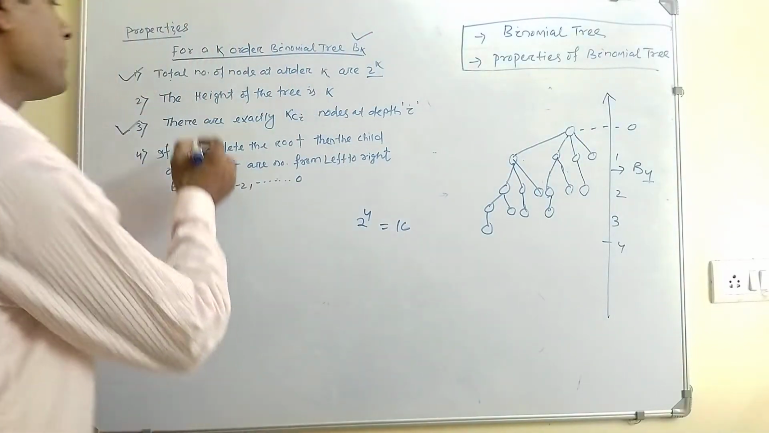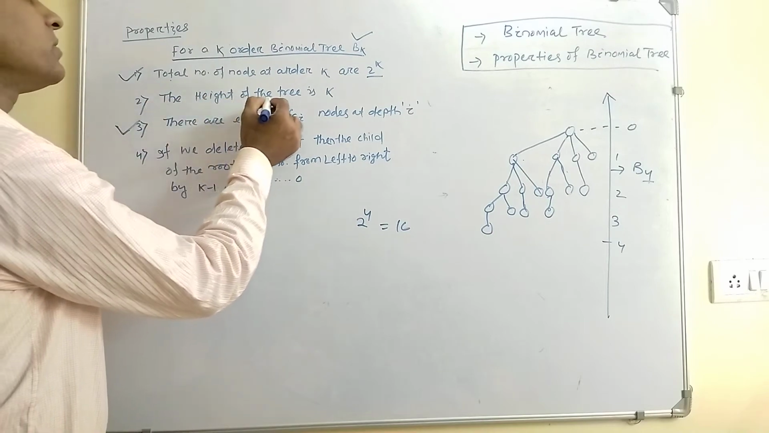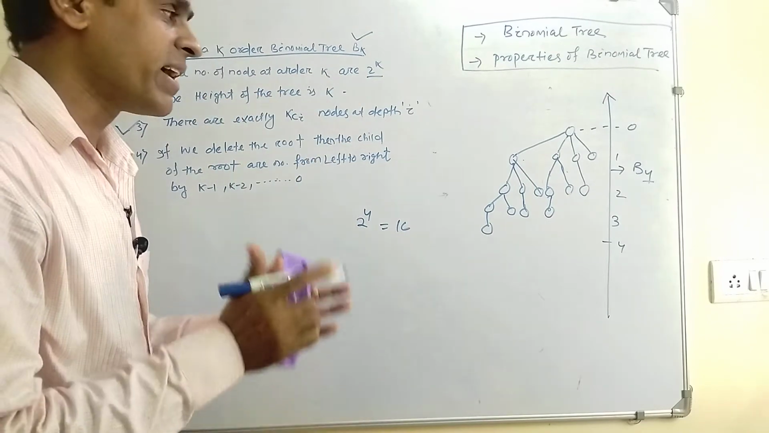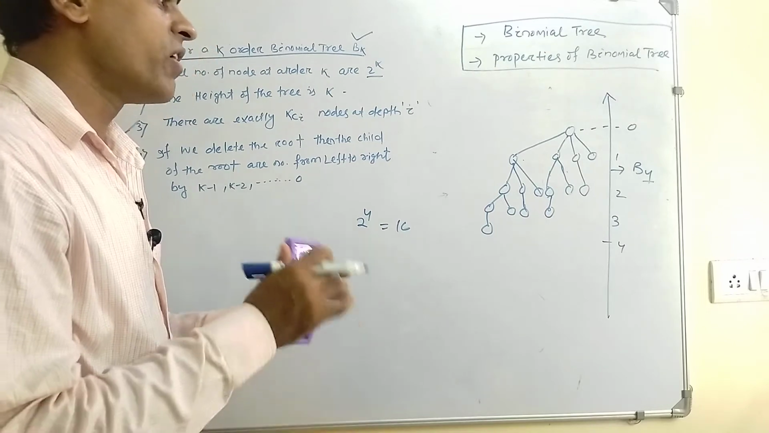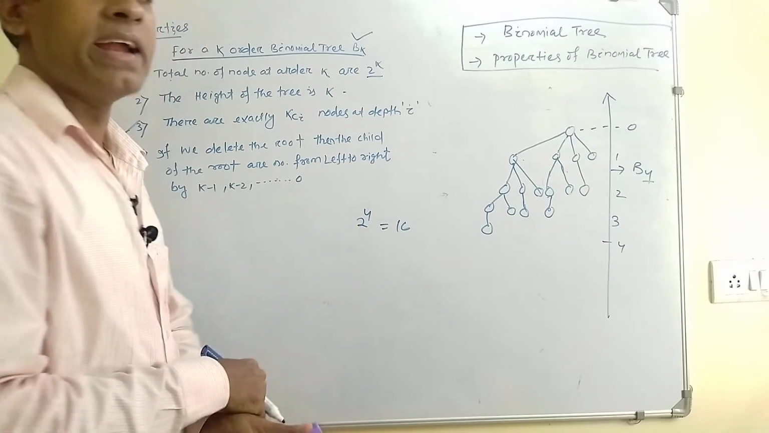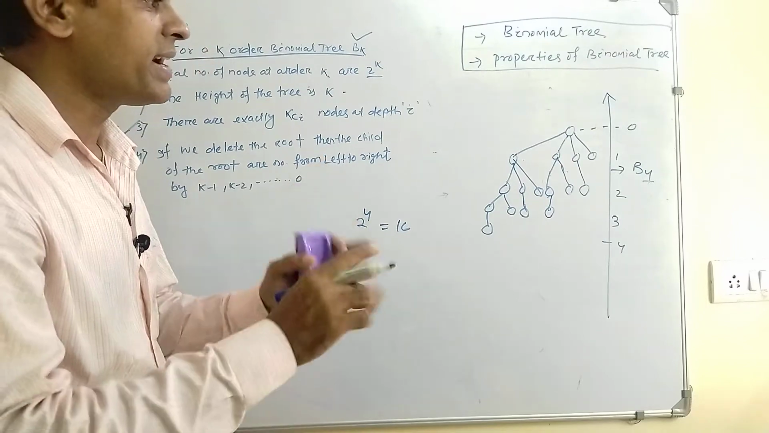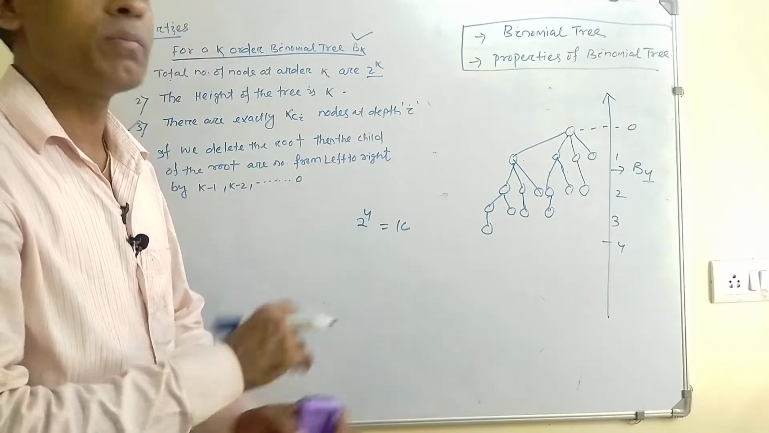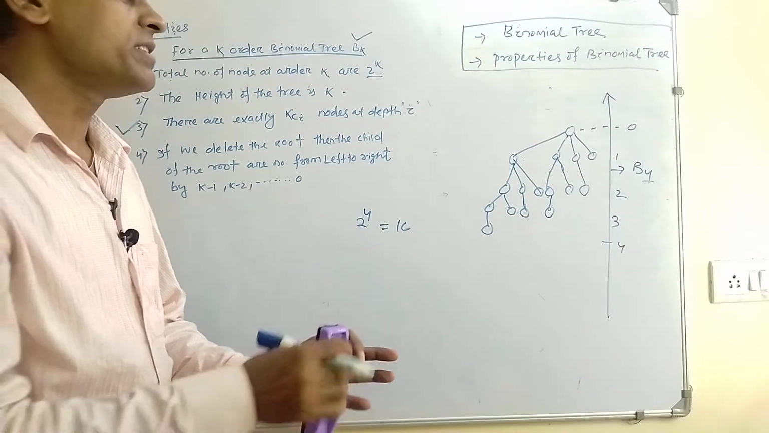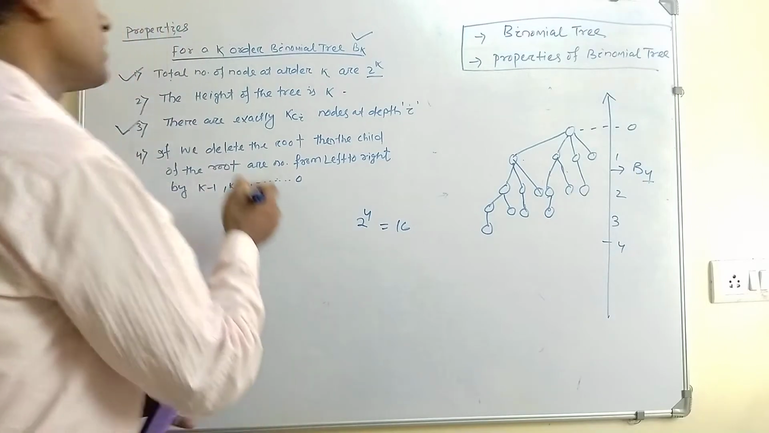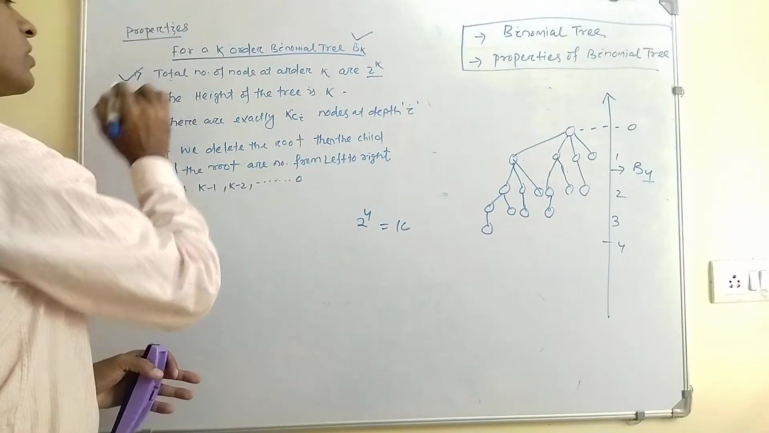Now the second property is saying that the height of the tree is k. Obviously I told you that if a binomial tree is of order k, then k is the height of that binomial tree, and there are a total of k child trees in the root. The second property is also satisfied.